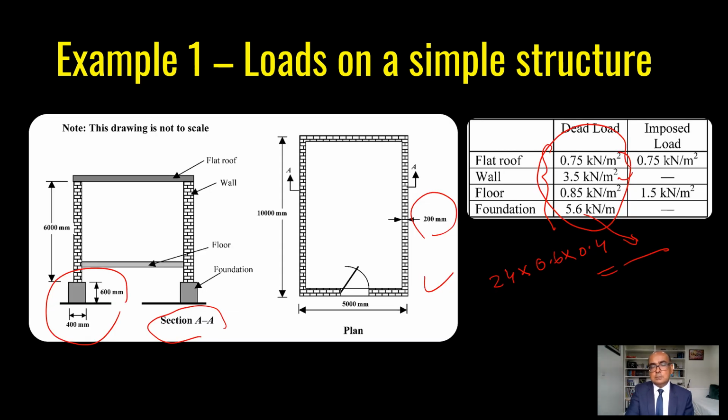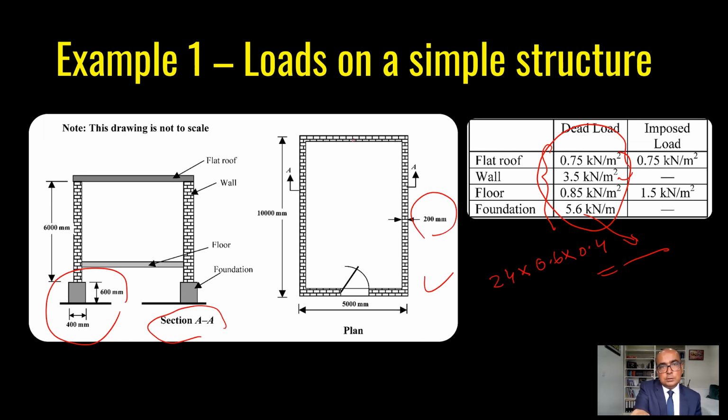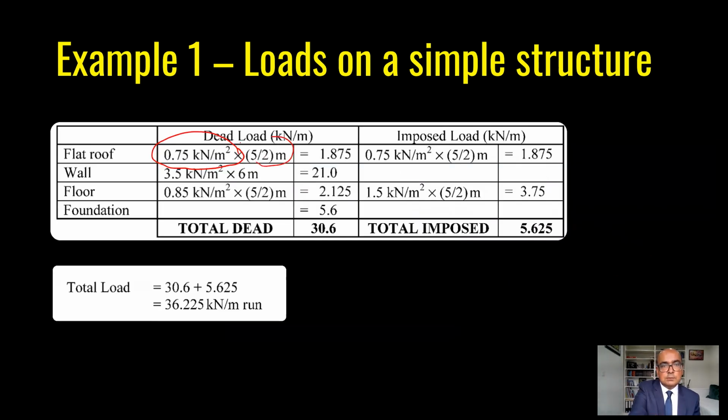Here the factors are not multiplied. So first we have the flat roof. Dead load is 0.75 kilonewton per meter square. The load will be transferred from half of the roof to this foundation, and half will be transferred to the other foundation. The bay width is 5 meters and half is transferred, so that's why I will multiply it with 5/2. And again, I will multiply the imposed load with 5/2 to get the total load in kilonewton per meter run of the foundation.